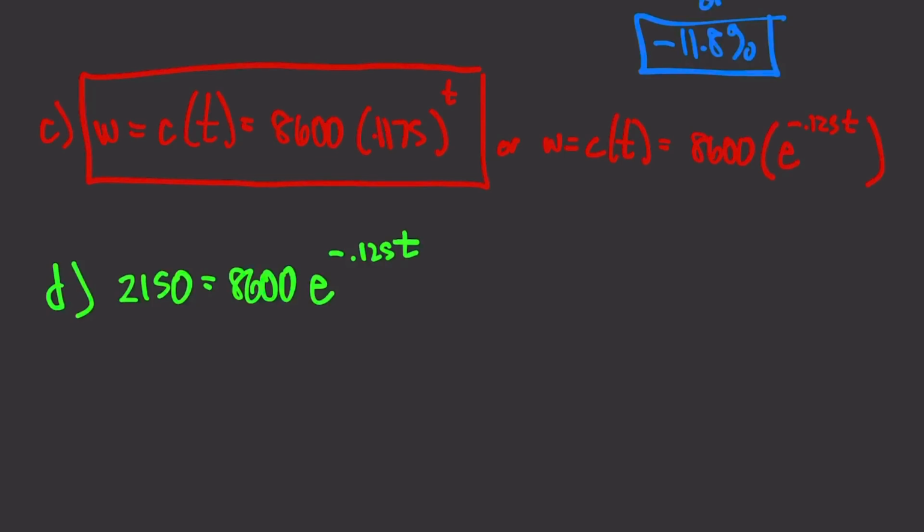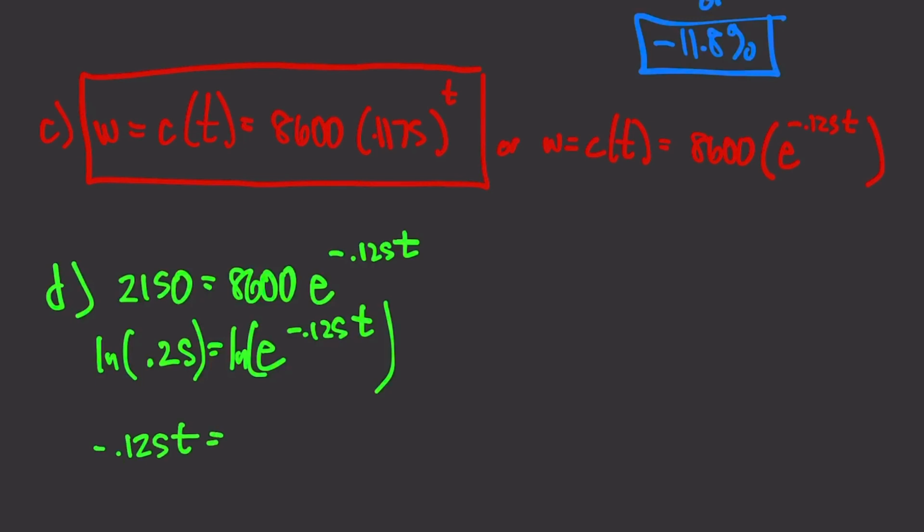0.125t. So again, I'm going to divide by 8600. That's going to be 1/4, so that's going to be 0.25. Some of you can go right to this step if you know what you're going to end up there anyway. And now I'm going to take the natural log of both sides, which we've seen many times already on this review. So basically this exponent goes out in front. I get negative 0.125t equals natural log of 0.25, and I just divide by negative 0.125.